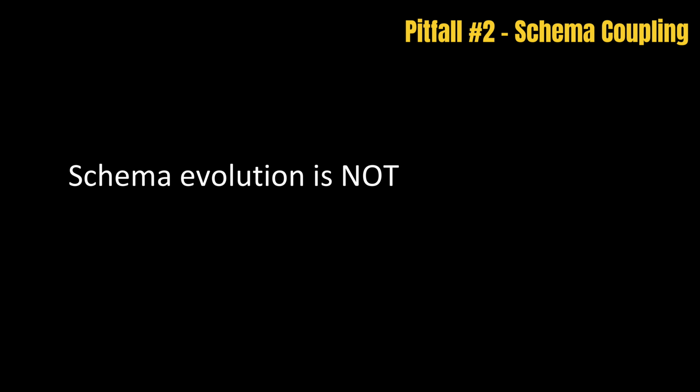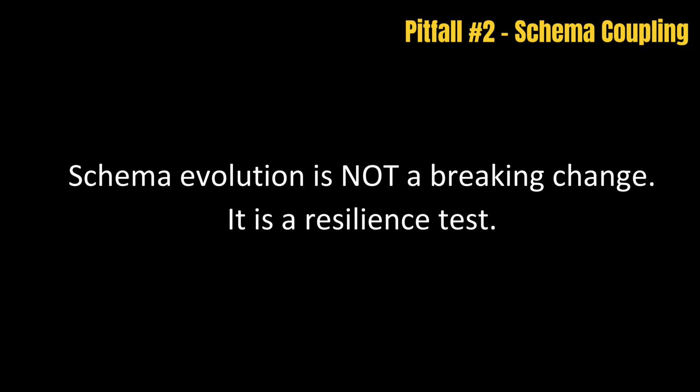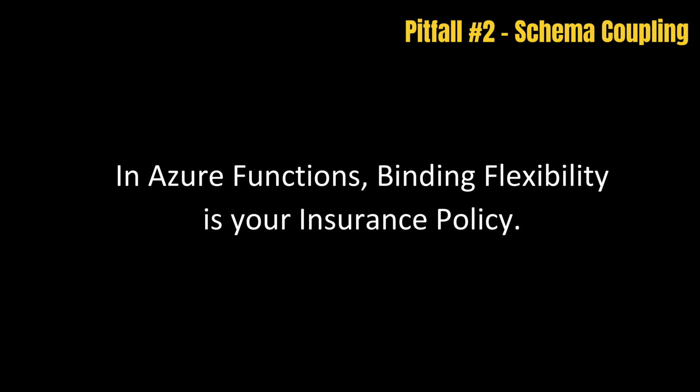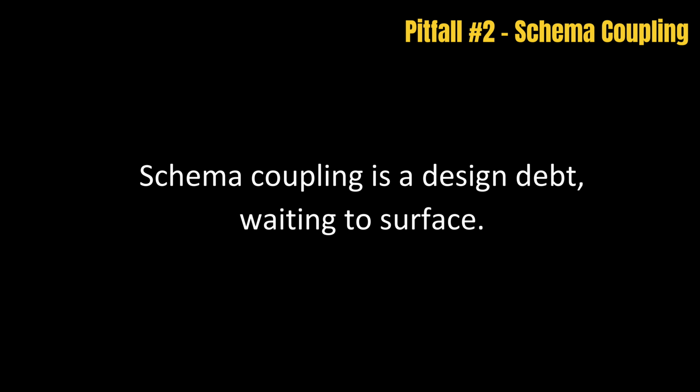Schema evolution isn't a breaking change. It's a resilience test, and your binding type decides whether you pass. In Azure Functions, binding flexibility is your insurance policy. Schema coupling isn't just a bug, it's a design debt waiting to surface.